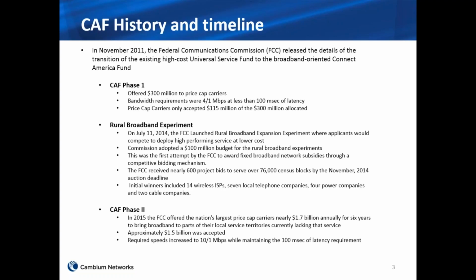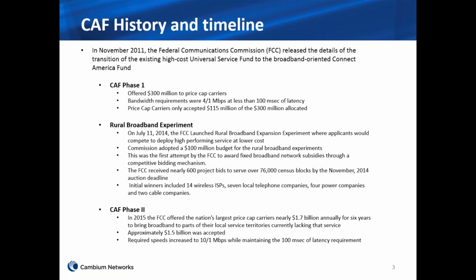To fully understand where we are now, it helps to review the history of the Connect America Fund and how the requirements and the process has evolved. Way back in November of 2011, the FCC released the details of transition of the high-cost Universal Service Fund to the broadband-oriented Connect America Fund. In the first phase of the CAF process, the FCC offered $300 million to the price cap carriers.